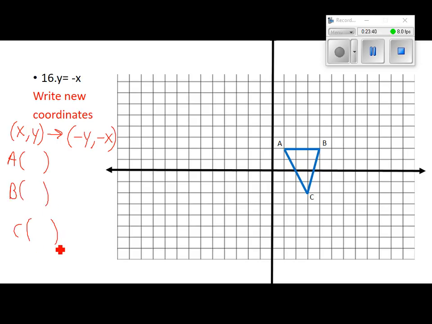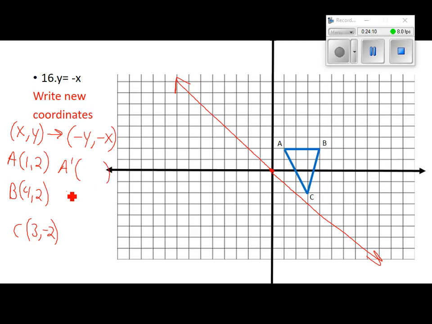What's point A this time? (1, 2). B? (4, 2). C? (3, -2). All right? Now this line, y equals -x, goes down through here. It's right up through there. It's right down through there. It splits the graph in half, going down left to right.